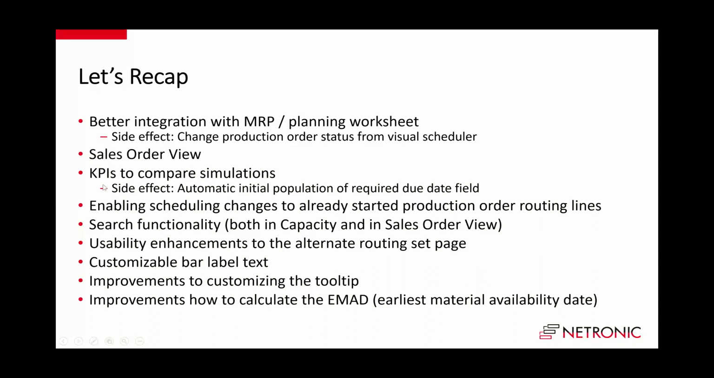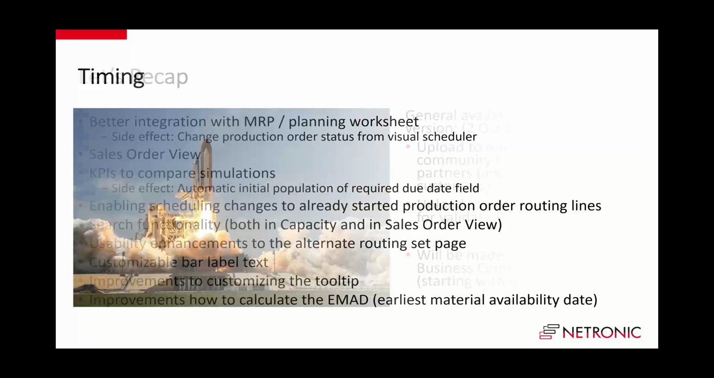We have the KPIs. This is actually something that we will ship in the next release. We have search functionality. We have usability enhancements to the alternate routing set page. We have customizable bar label text. We have improvements to customizing the tooltip. And what I didn't show you, but which happens behind the scenes, is that we made a lot of changes and improvements in how we calculate the earliest material availability date.